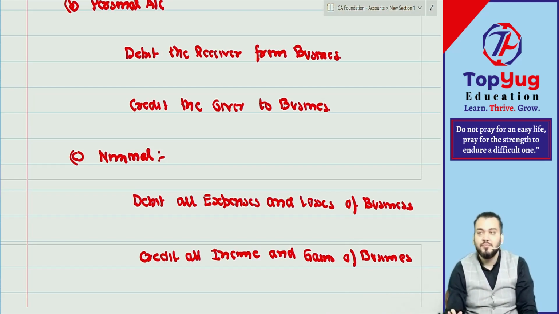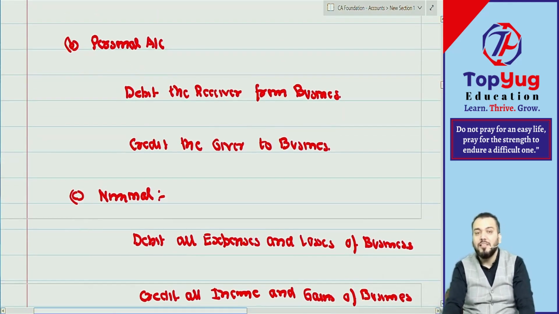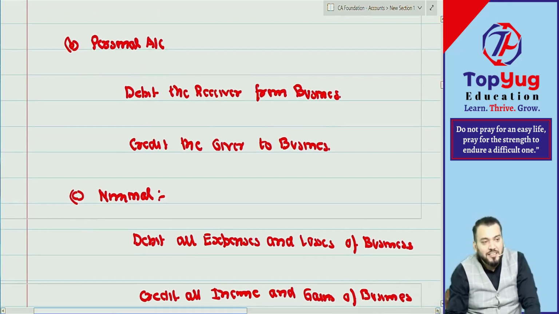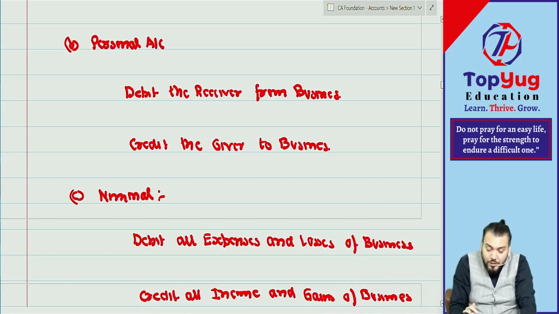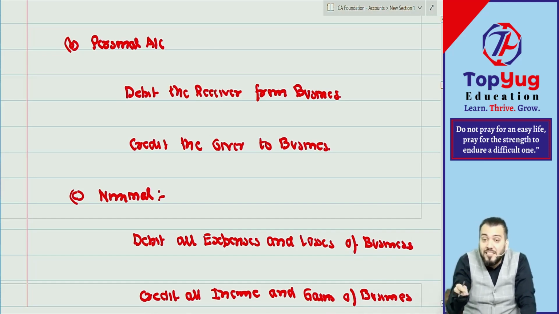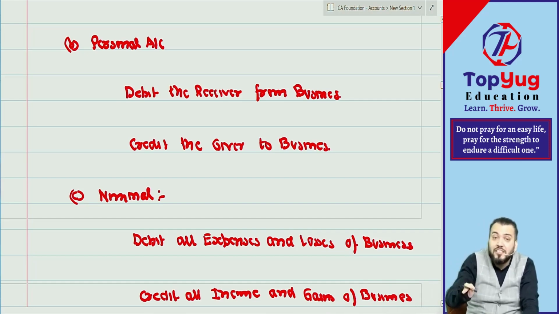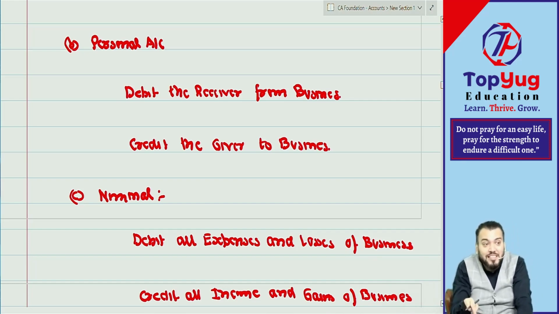Simple rule. Correct. So can you repeat with me, what is the rule for personal account? Debit the receiver, credit the giver. What is the rule of real account? Debit what comes in, credit what goes out. What is the rule for nominal account? Debit all expenses, credit all income. Simple. We need to apply this rule in a transaction, because we record transactions. In a transaction, one aspect will be debit, the other aspect will be credit. So by applying this rule.